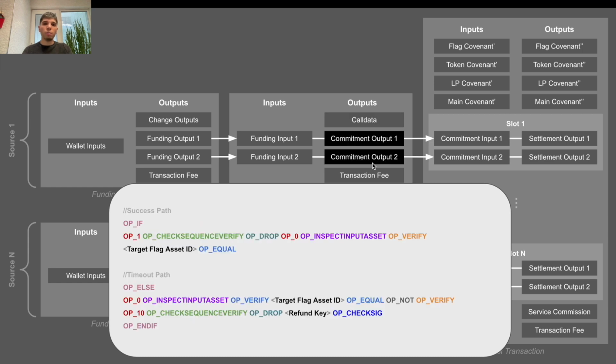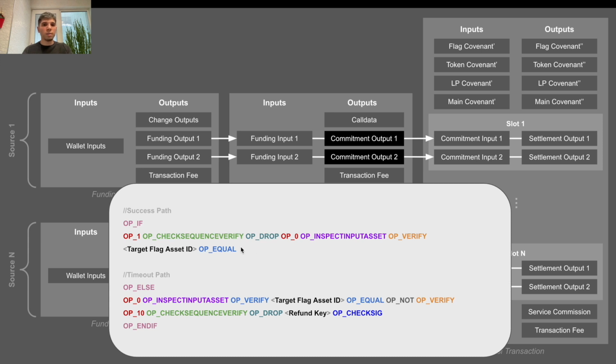The commitment outputs in a commitment transaction are single-leaf pay-to-taproot constructions, made of two script paths. These two script paths are under the same tap leaf. The first path is the success path, which means the commitment outputs are successfully supplied to a pool transaction and are successfully executed.